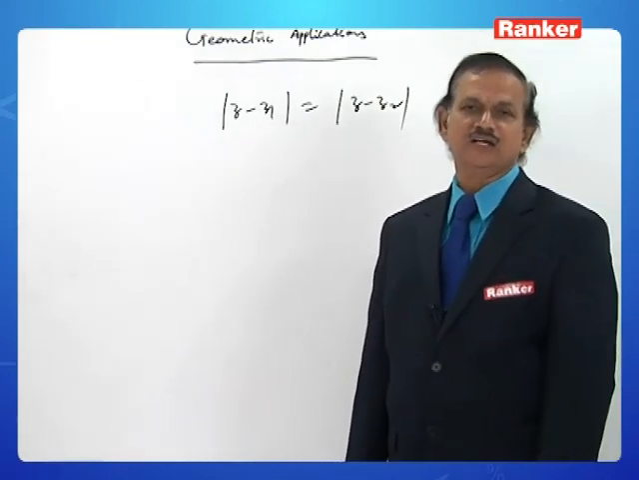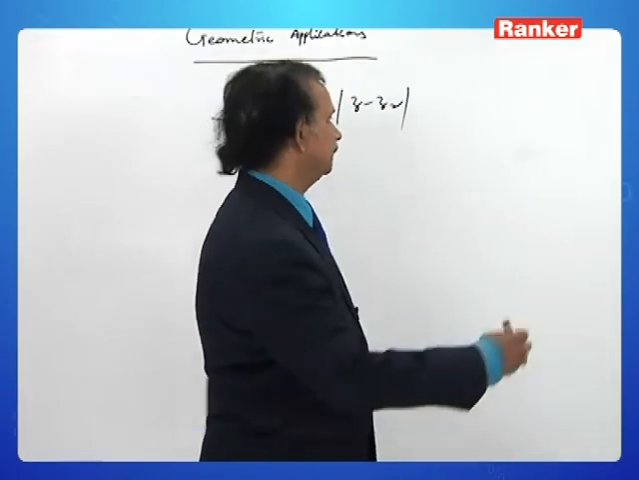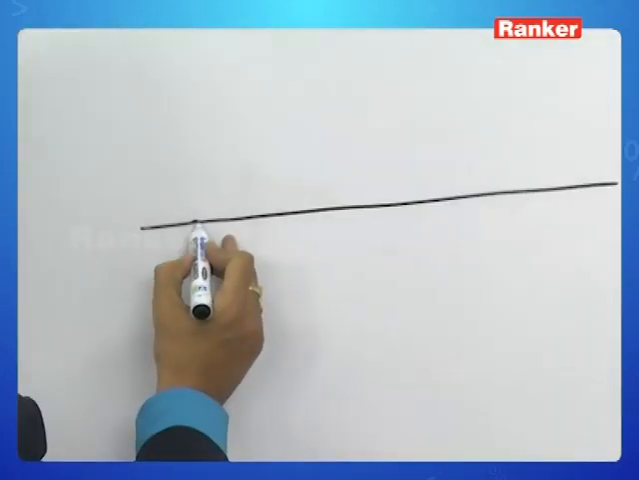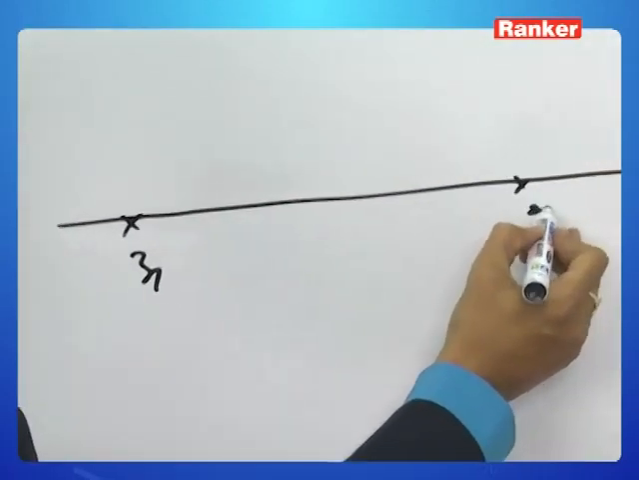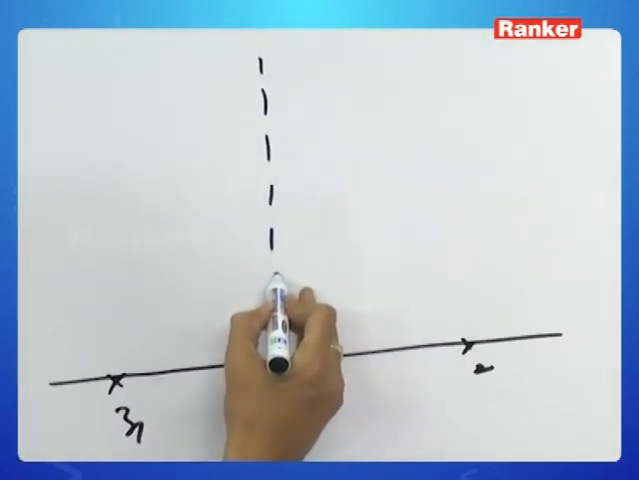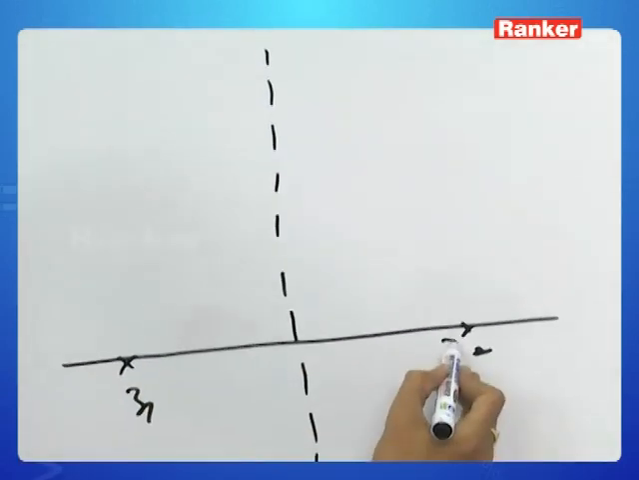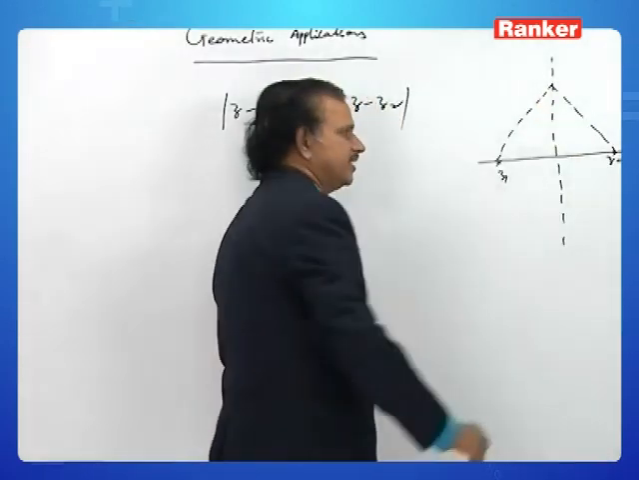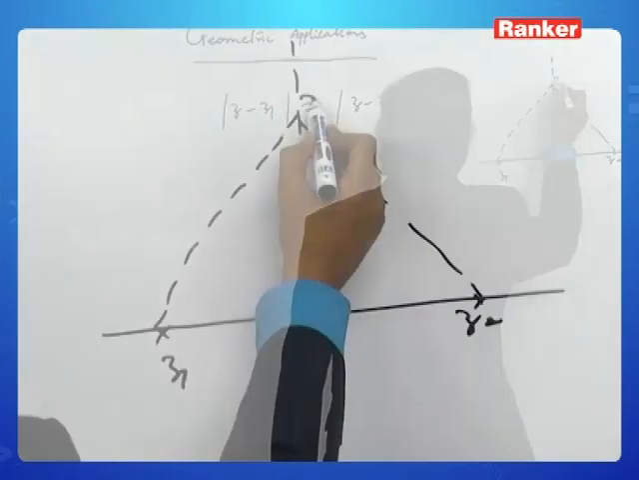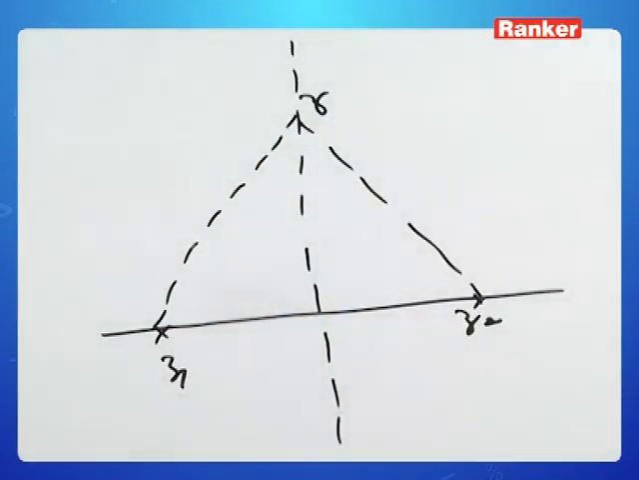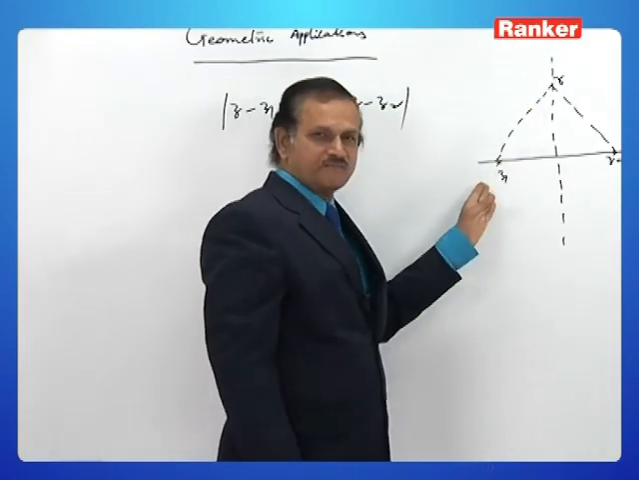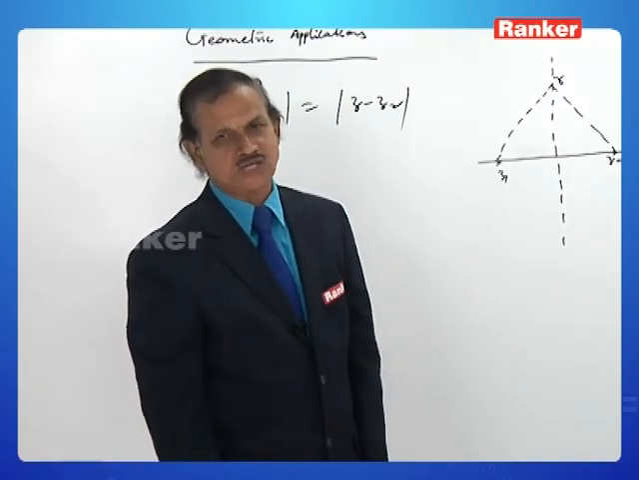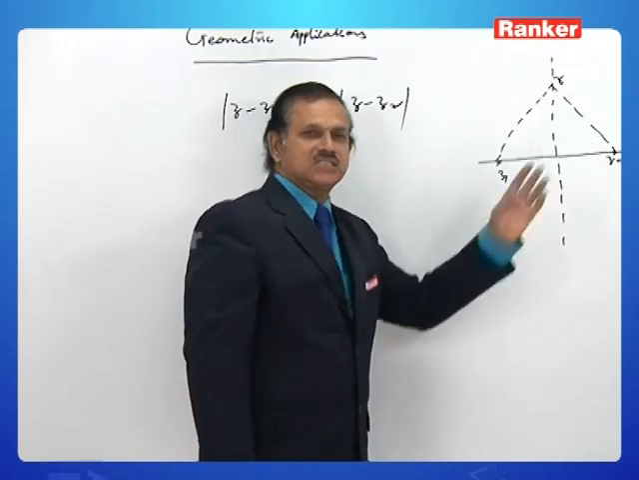What is the locus of Z? Look here. Let this be Z1, let this be Z2, and Z is a complex number. Z is a complex number which moves at an equal distance to Z1 and Z2, isn't it? Observe the diagram. What is the distance? Mod Z minus Z1. What is this distance? Mod Z minus Z2. So this distance and this distance are equal.